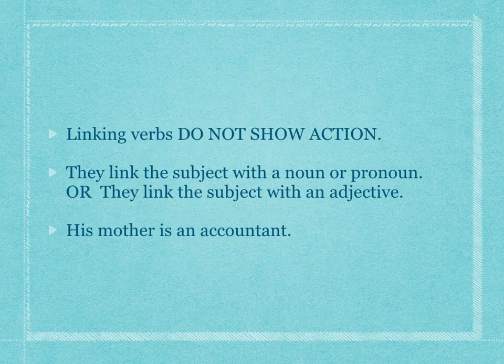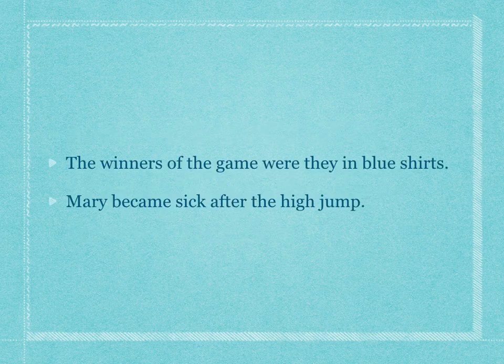Linking verbs do not show action. They link the subject with a noun or a pronoun, or they link the subject with an adjective. His mother is an accountant. Mother is the subject. Is is our linking verb. An accountant is a predicate nominative. We'll go over predicate nominative in just a moment. But for now, understand that that is the word that identifies with mother. Mother is an accountant.